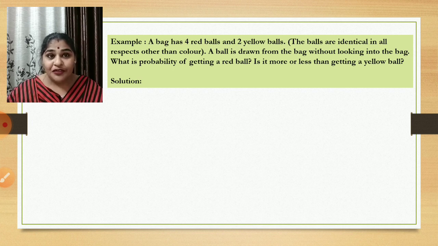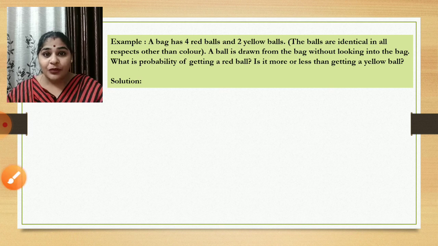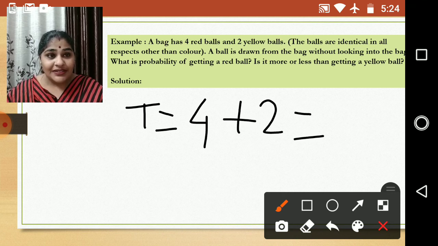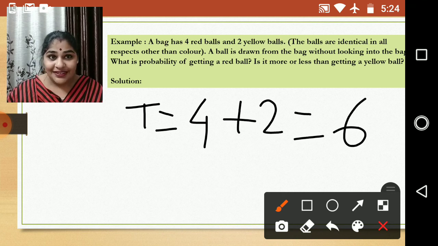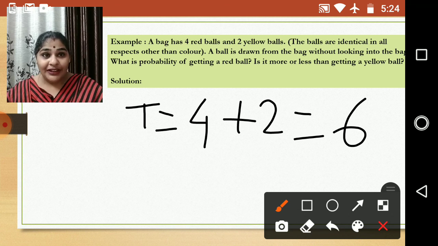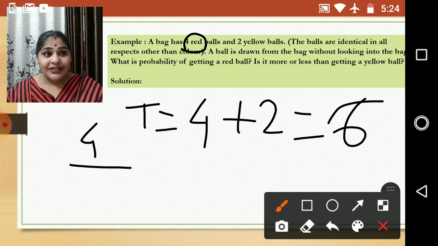Now children, if you see here, there is a bag with 4 red balls and 2 yellow balls. First of all, find the total number of balls. The total number of balls will be 4 red balls plus 2 yellow balls, that is equal to 6, right? So what is the probability of getting a red ball? Just now we have seen, the probability of getting the red ball is 4, divided by the total number of possibilities, that is 6.